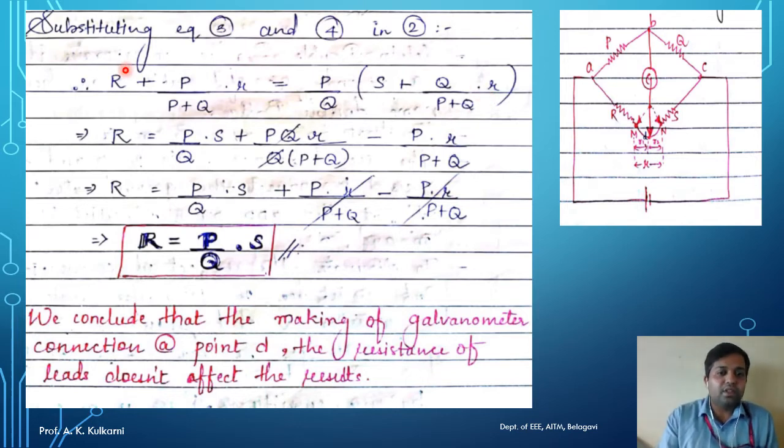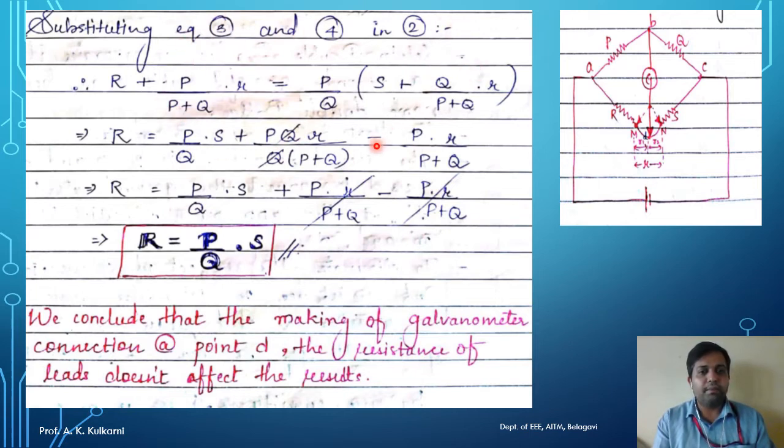So what is our ultimate aim? To find out the value of unknown resistance. So the unknown resistance R will be equal to what? Now take this entire term to this side. Obviously the signs will get changed. Is it correct? Before that, first multiply this entire term. So P by Q into S plus P by Q into P. So it will be what? P into Q divided by Q into P plus Q. So these two Q's will get cancelled. Now take this term to this side.